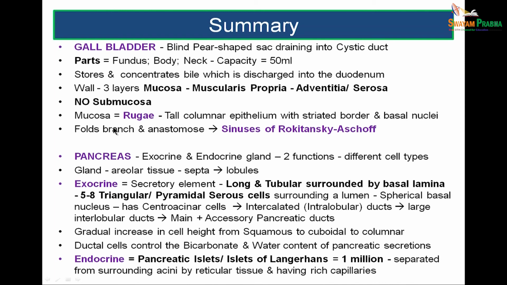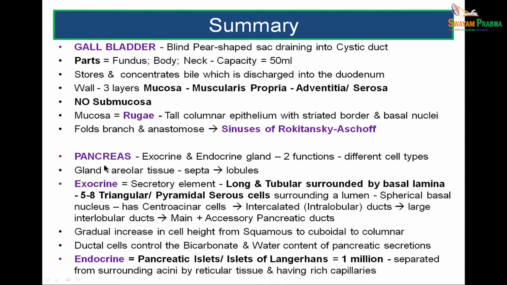The mucosa I showed you was highly folded, having rugae, lined by tall columnar cells having a striated border and basal nuclei. The folds can branch, anastomose and even invaginate into the muscular layer, giving you sinuses of Rokitansky and Aschoff.